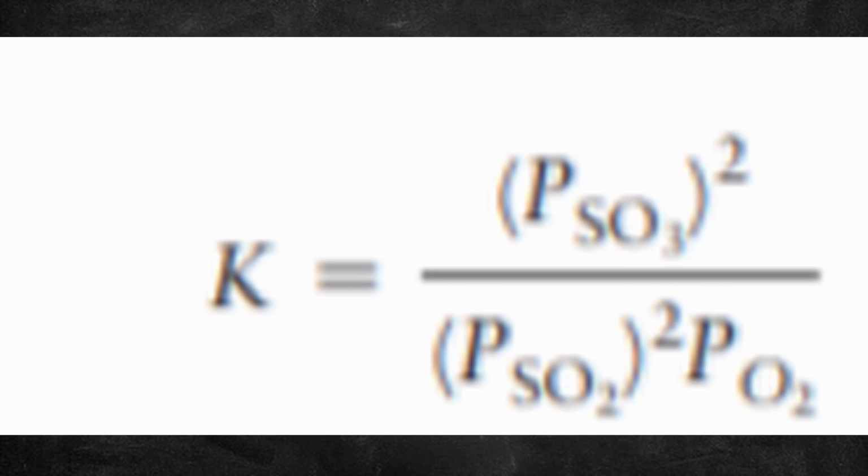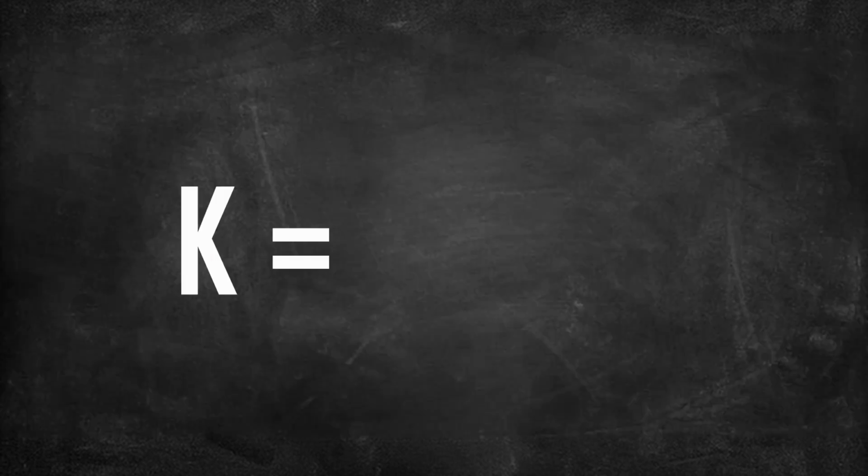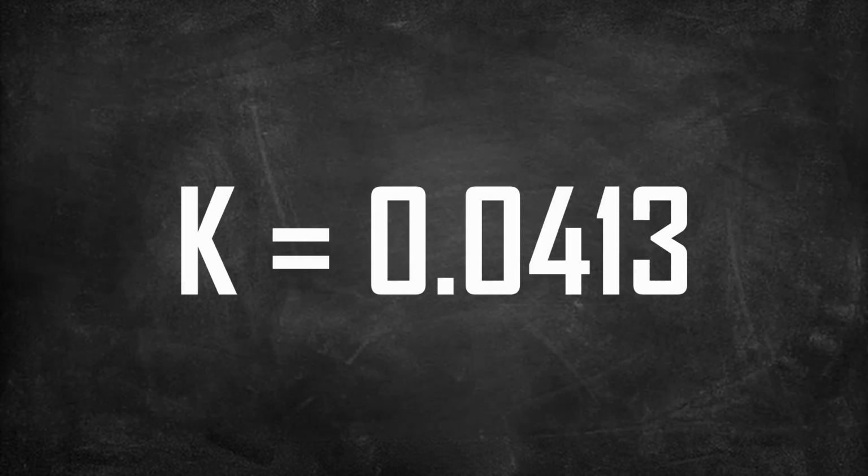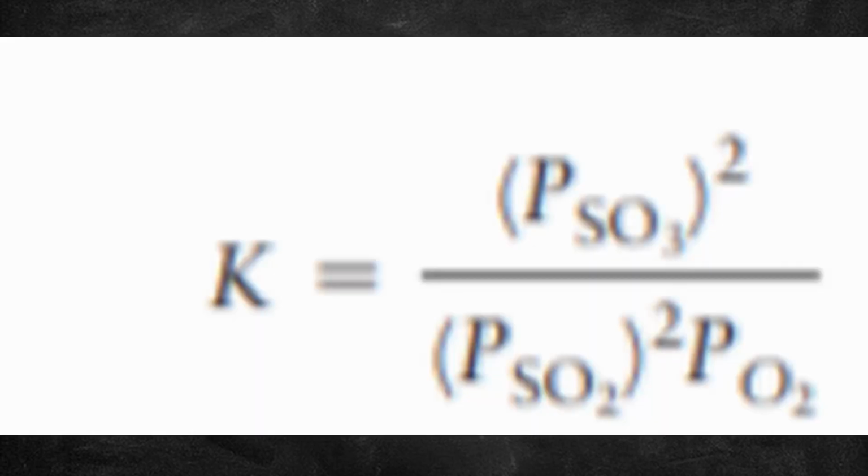Within the experimental error, as I've just said, the value of K is the same for all of the 5 experiments, regardless of the initial composition of the reaction mixture. For this specific reaction, K is 0.0413, and you can check that by putting the numbers here in this equation.